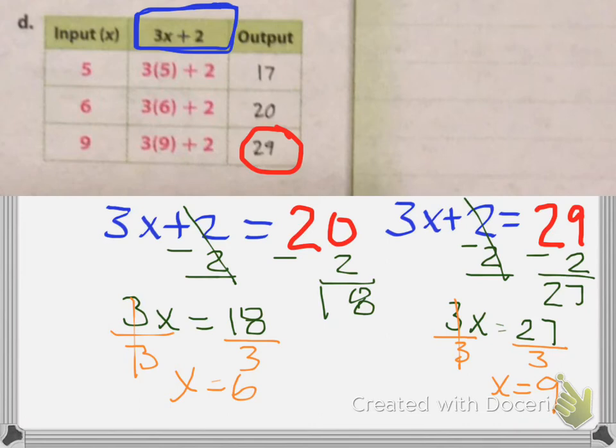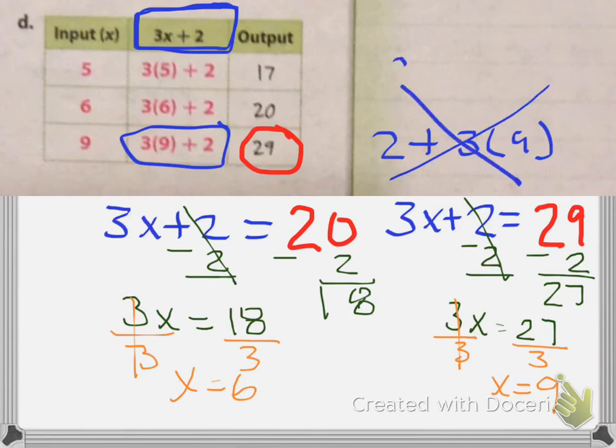Again, the order is very, very important here. You cannot give me, so now I'm looking at this right here, you cannot give me 2 plus 3 times 9. That's not okay. You cannot give me 27 plus 2. That's not okay. It has to be a substitute situation. It needs to be substituted exactly as it is in the function rule.